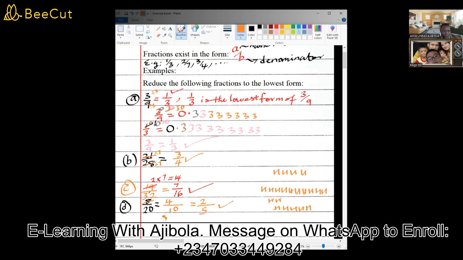So we can say 8 over 20 is equal to 2 over 5 in the lowest form. Okay? What we are trying to say is that to reduce 8 over 20 to the lowest form, 8 and 20 are big numbers, okay? So we want to take them to the lowest number without changing the value of that fraction.